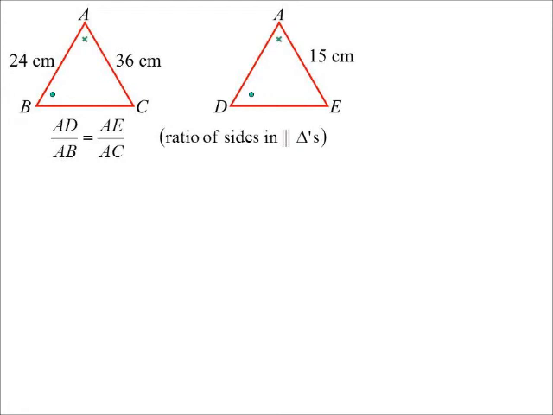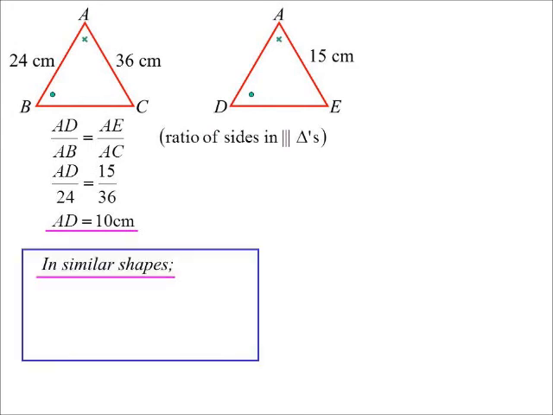Now, I don't have to use this, where I've gone AD to AB where I've matched them up, or I could have gone in the same triangle. I could have gone AD over AE is equal to AB over AC. As long as I'm consistent in how I've done it, it's still going to work. You'll notice it's the same fraction. Let's sub in those numbers, and there it is. AD is 10 centimetres.